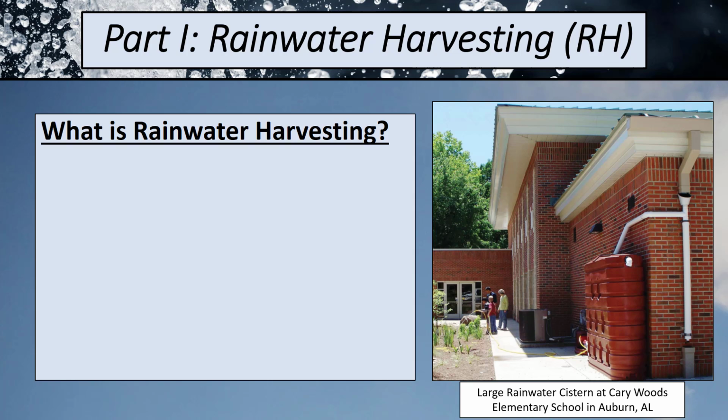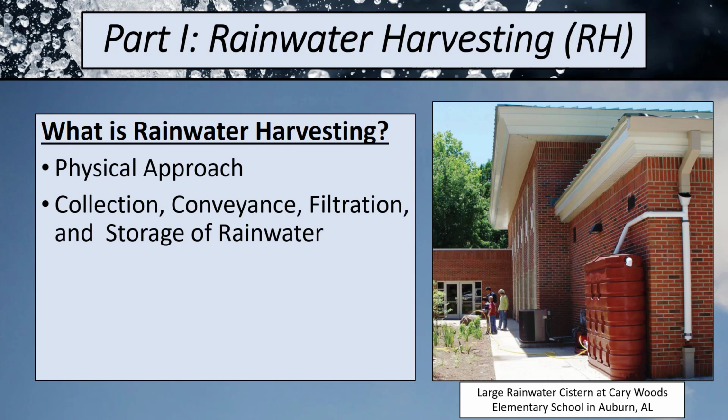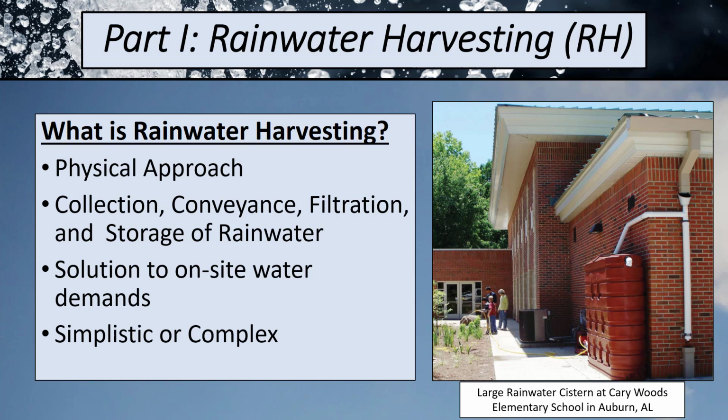But before I go any further, let me first explain what rainwater harvesting actually is. Rainwater harvesting is essentially a physical approach to collecting, conveying, filtering, and storing rainwater that would otherwise infiltrate into pervious ground, evapotranspire, or run off into a drainage system. Instead of letting a significant amount of the rainwater run off and be unused, rainwater harvesting aims to capture those potential losses and put it towards on-site water demands. The systems utilized to facilitate rainwater harvesting can vary from simplistic to highly complex, depending on the particular site of interest.